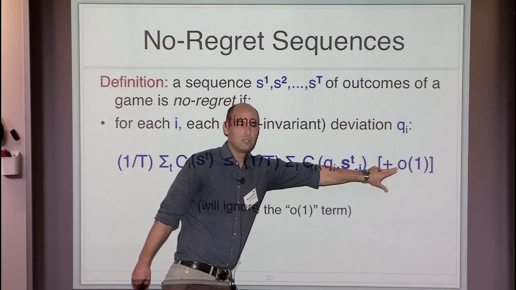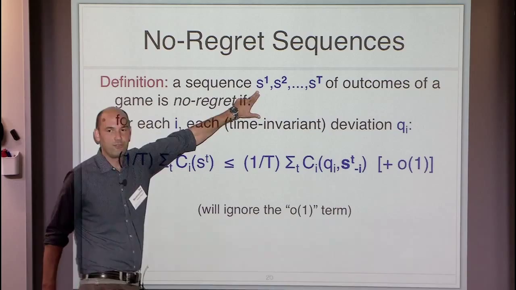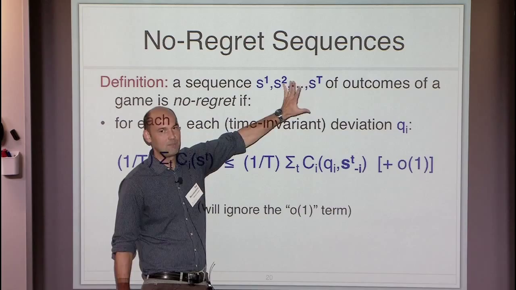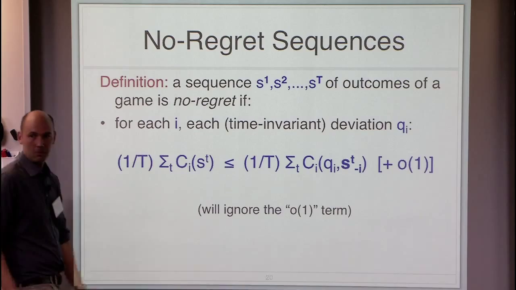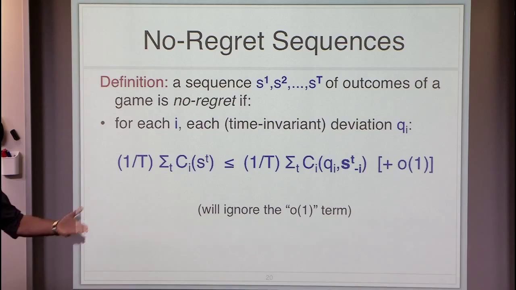And then one special case of a no-regret sequence is you just pick your favorite Nash equilibrium and play that again and again and again. That's a no-regret sequence, but the whole point is no-regret sequences can get much, much weirder than just a pure Nash equilibrium over and over again. So it's really only an equilibrium condition on average over time. In no way can we conclude that any of these outcomes are equilibria in any sense.